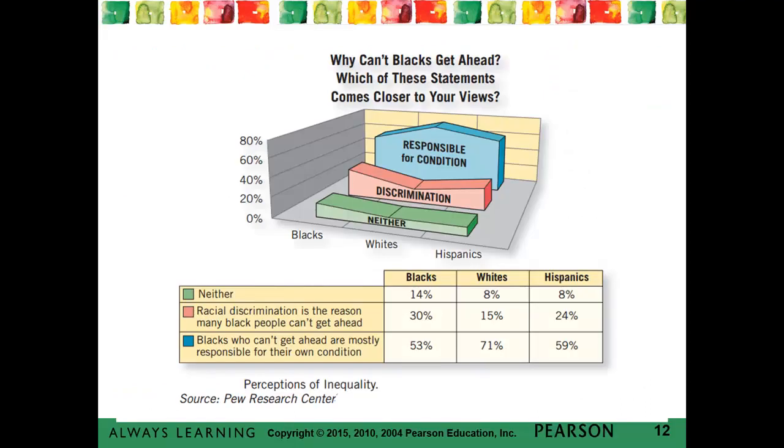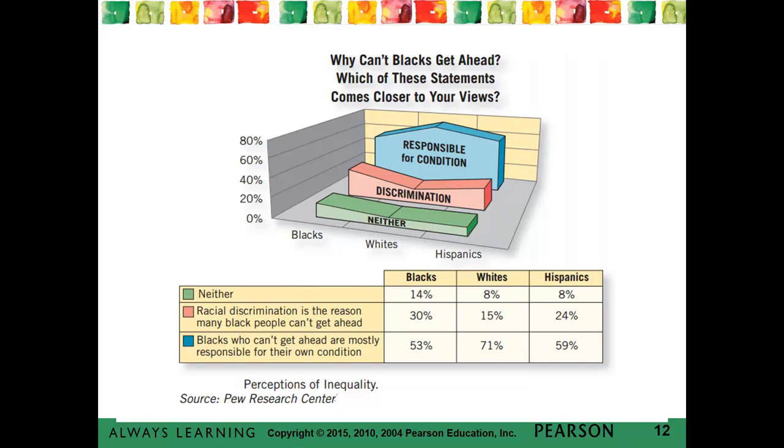The author gives us an example about gauging the playing field and asks us to take a look at this question about getting ahead. Three groups were asked this question: blacks, whites, and Hispanics. Why can't blacks get ahead? Which of these statements comes closer to your views? For a lot of whites, they felt that blacks can't get ahead mostly because they are responsible for their own condition. That was 71% who believed that. 15% of whites felt as though blacks can't get ahead because of discrimination. And 8% thought, well, maybe it's neither of those things.